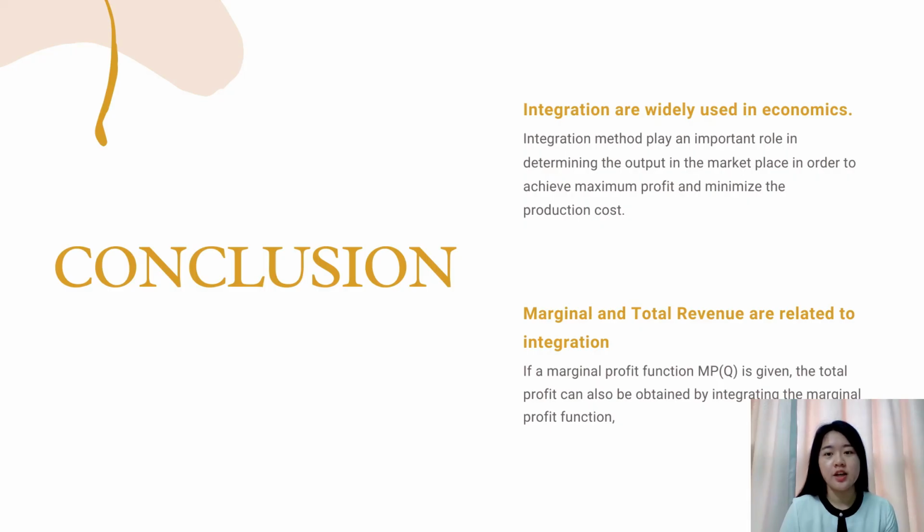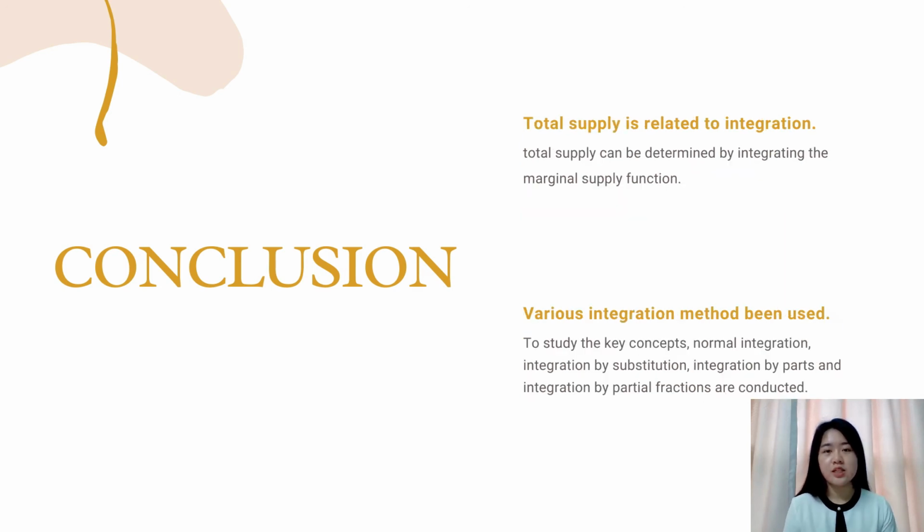As a conclusion, integration is widely used in economics. Integration methods play an important role in determining the output in a marketplace in order to achieve maximum profit and also minimize the production cost. Besides, marginal and total revenue are related to integration. If a marginal profit function is given, the total profit can be obtained by integrating the marginal profit function. Total supply is also related to integration, as it can be determined by integrating a marginal supply function.